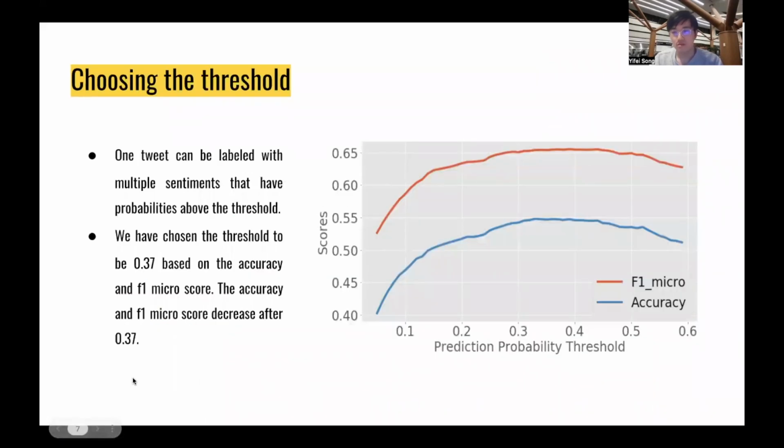Our model produces a multi-label accuracy of 55% and an F1 micro score of 0.65, and either exceeds or matches the performance level of the state-of-the-art systems. The metrics we adopted to measure the performance of the model are the F1 micro score and Jaccard distance. As we can see from the plot, since the accuracy and the F1 micro score decrease after 0.37, we have chosen the threshold to be 0.37 based on this performance evaluation.